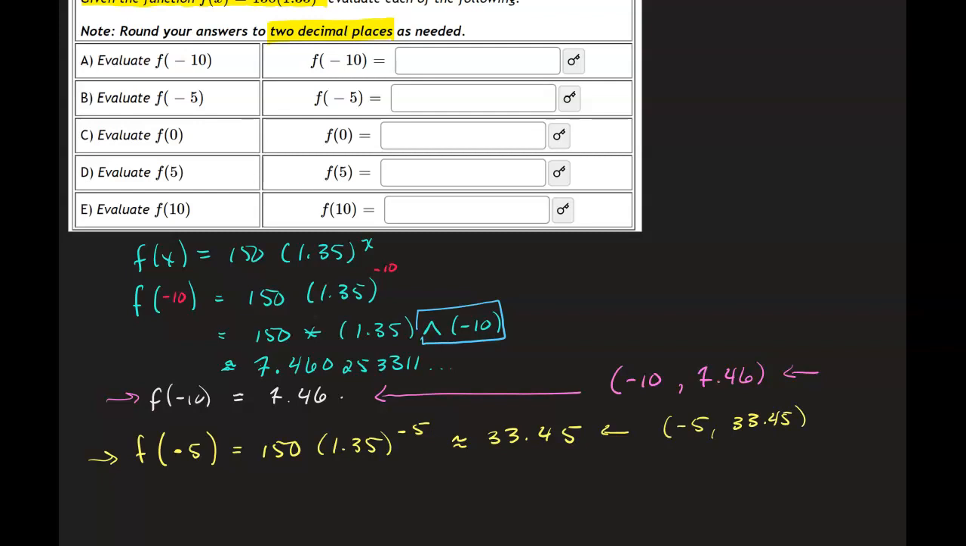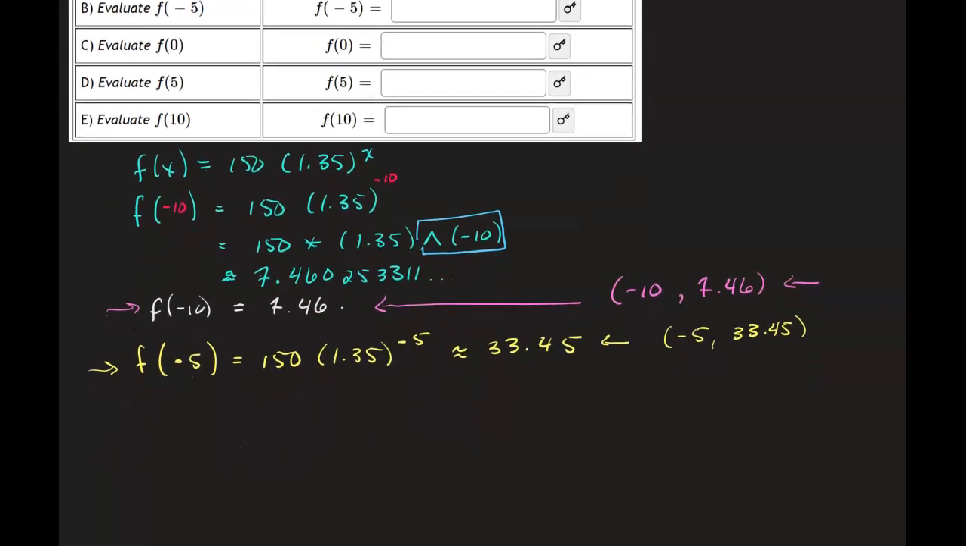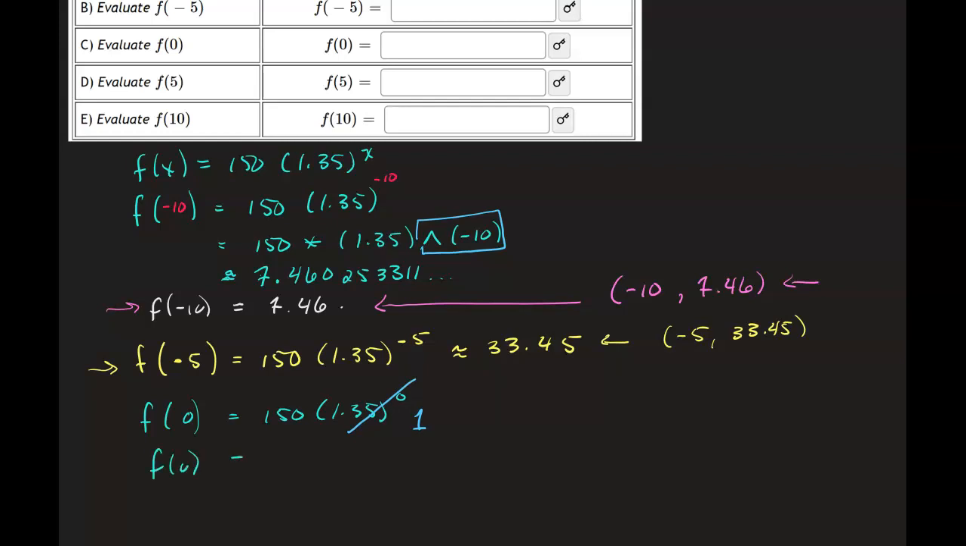Let's continue on. Evaluating f of 0. So I will pop in a 0 for my x and evaluate the outcome raised to the 0. I don't need a calculator for this one because I recall that anything raised to the 0 is 1. So f of 0 is going to output 150 times 1, or just 150. That gives us the point 0, 150 on the graph of this function.